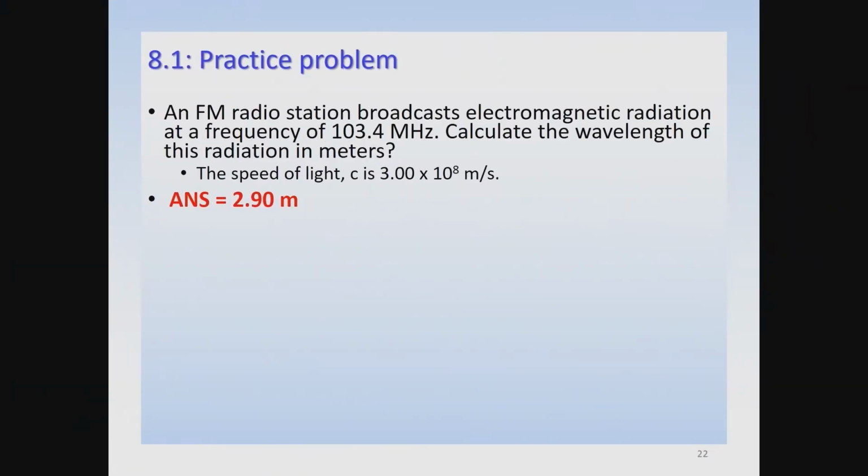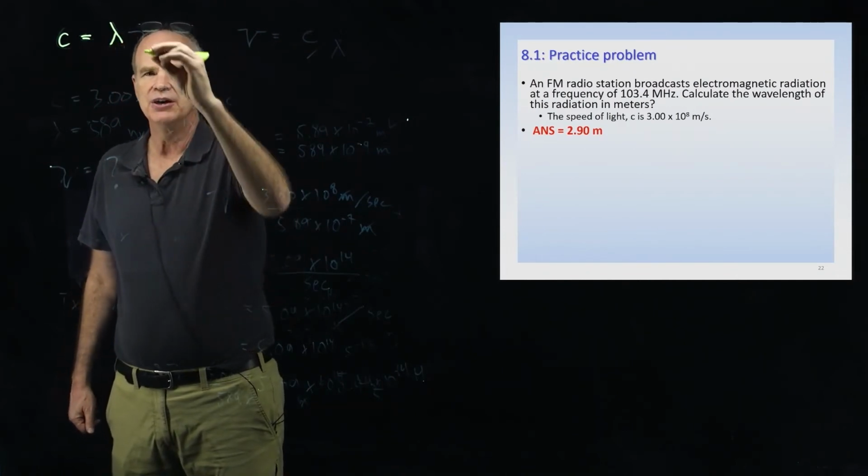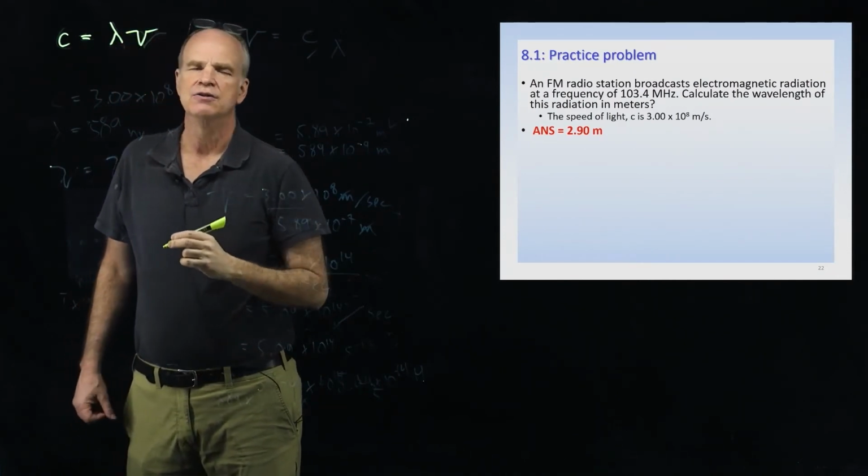Okay, let's do another problem. An FM radio station broadcasts electromagnetic radiation at a frequency of 103.4 megahertz. Calculate the wavelength of this radiation in meters. Again, what we have here is a frequency, which is 103.4 megahertz, and we're trying to find a wavelength from that. This is a form of electromagnetic radiation, light, and so you can use the formula we just learned that relates frequency and wavelength of light, which is c, the speed of light, equals the wavelength of light, lambda, times the frequency of the light, nu.